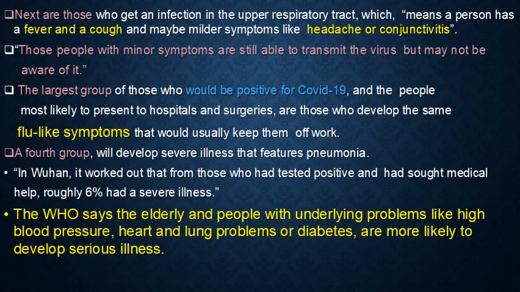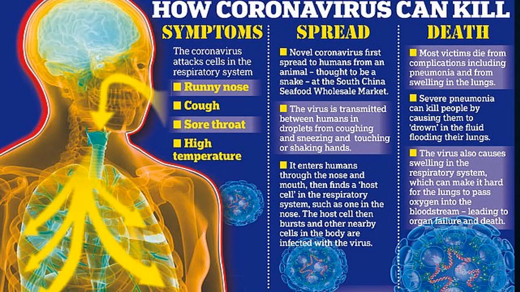In Wuhan, in China, it worked out that of those who have tested positive and sought medical help or medical advice, roughly 6% have severe illness. According to the WHO, elderly people or those with underlying problems such as high blood pressure, renal problems, heart problems, lung problems such as COPD, chronic bronchitis, emphysema, bronchiectasis, asthma, or diabetes or renal disease are more likely to develop serious illness such as acute respiratory distress syndrome or severe pneumonia when infected with COVID-19. So this picture shows how coronavirus can kill.